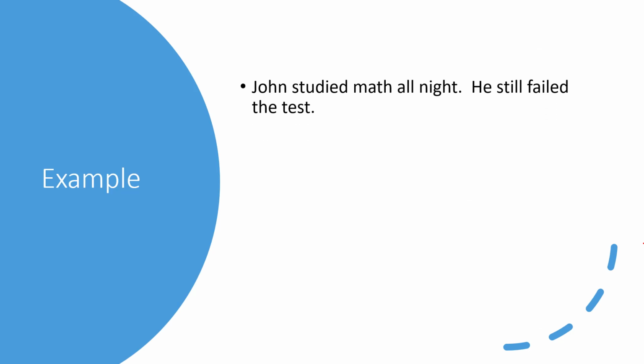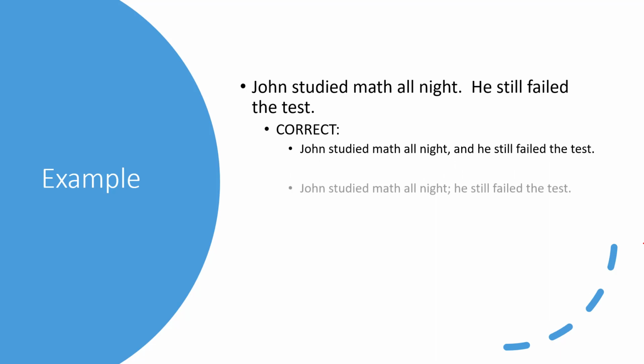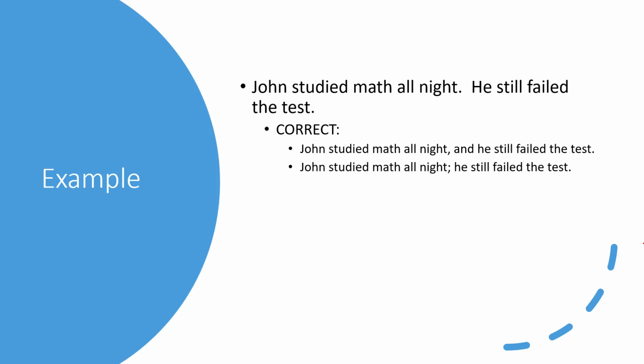Another example, John studied math all night. He still failed the test. Two very simple sentences. You could combine them different ways. You could say John studied math all night, and he still failed the test. John studied math all night; he still failed the test. John studied math all night: he still failed the test.